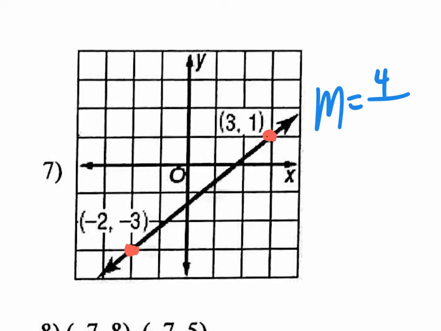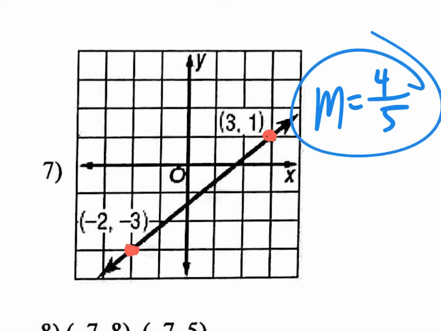Now, after I go 4 up from left to right, 1, 2, 3, 4, how much do I go across? 1, 2, 3, 4, 5. So my denominator, my run, is 5. And that's it. Honestly, guys, the test is going to be easy if you're paying attention.